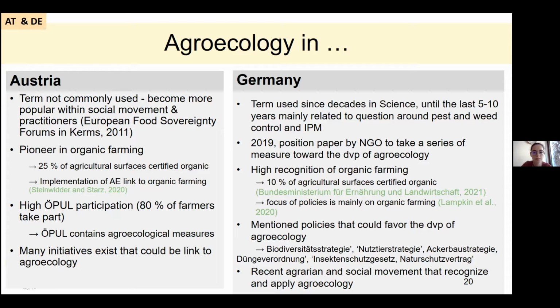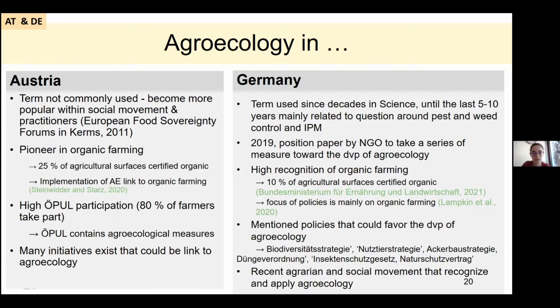Key informants mentioned in both countries that the awareness around agroecology is rising, and that the consequences of conventional farming, climate change, and also the corona pandemic are leading to changes in consumption habits in both countries.